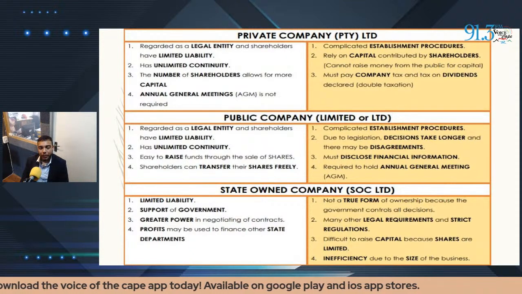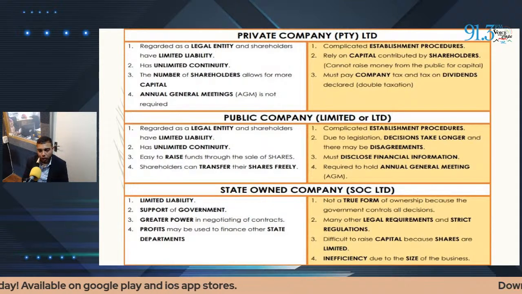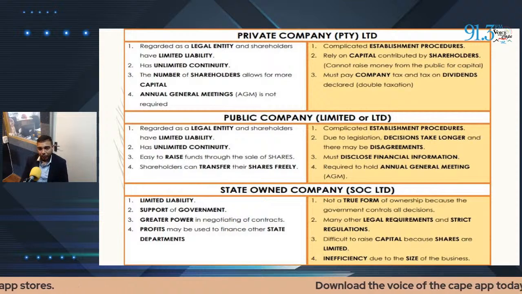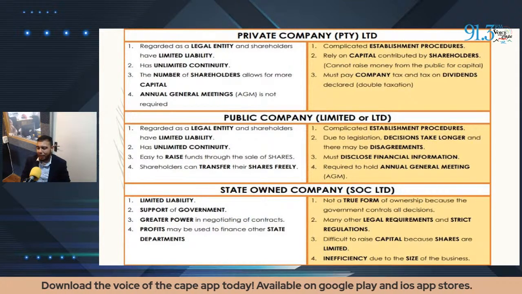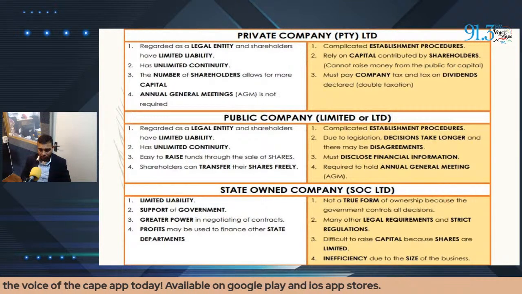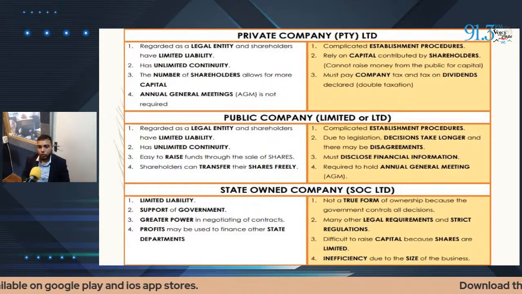A public company, these are when shares are now sold on the Johannesburg Stock Exchange, known as the JSE. So once you see limited or LTD, it is a public company such as Woolworths, Pick and Pay, MTN, Vodacom. They are all public companies. Why? Because the shares are listed on the JSE.